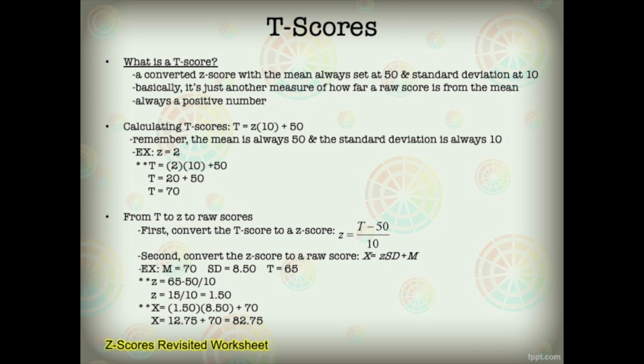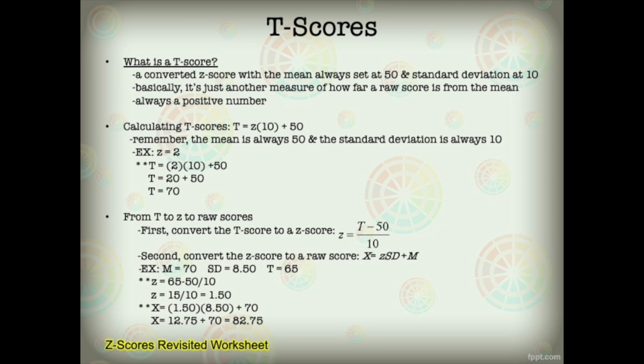The next formula that you should add to your little formula cheat sheet is how to get a z-score from a t. So in the above formula, we're getting a t-score from a z. And in this next formula, we are getting a z-score from a t. So we're going to take the t, minus the standardized mean of 50, and divide by the standardized standard deviation of 10, and that will give us a z-score.